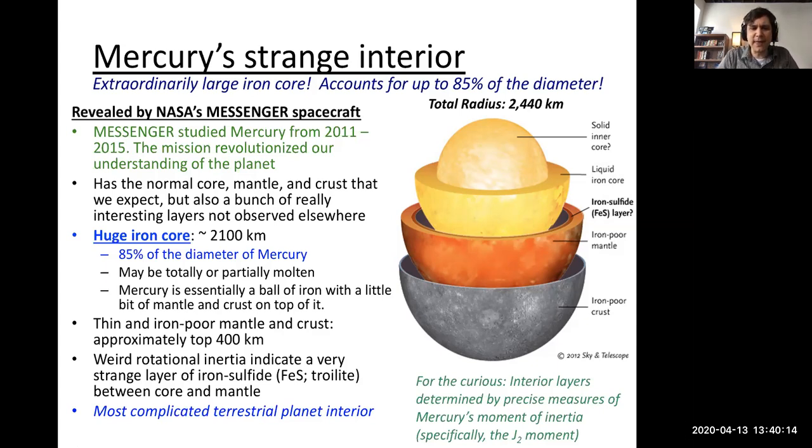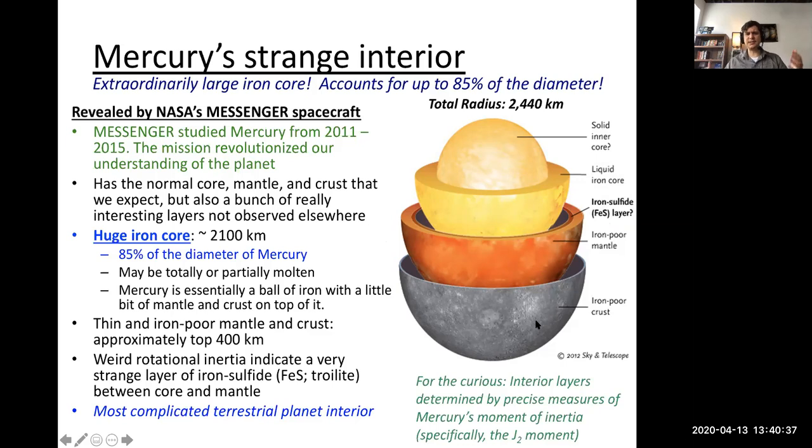And more than that, it very likely has a layer that we do not normally see. So we usually think core, mantle, crust. It looks like Mercury has core, and then before you hit the mantle, you have an iron sulfide, FeS, layer, and then you have a mantle, then you have a crust.